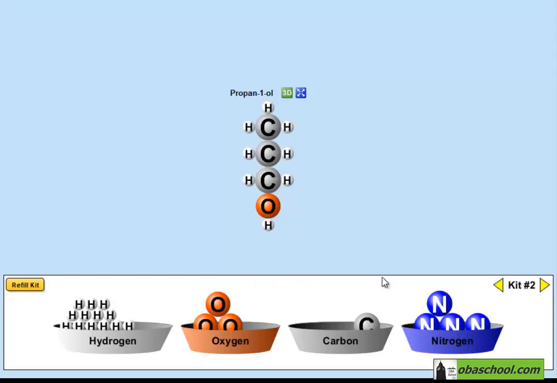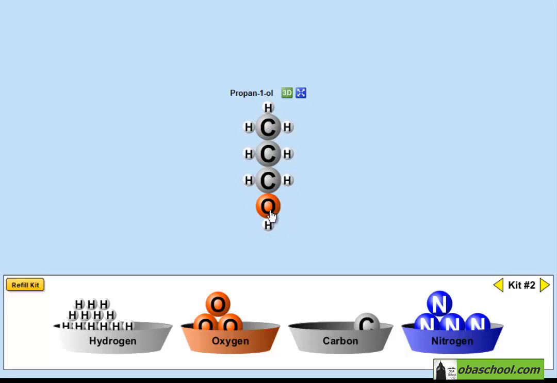I am now going to use the simulation that allows me to build a molecule to further explain structural isomers. This is propanol. It has 3 carbon atoms, 1 oxygen atom, and 8 hydrogen atoms. This is the structure of 1-propanol, or propan-1-ol.